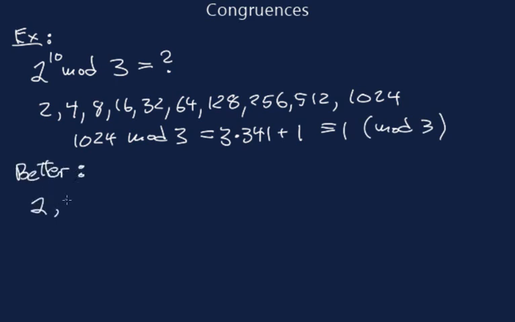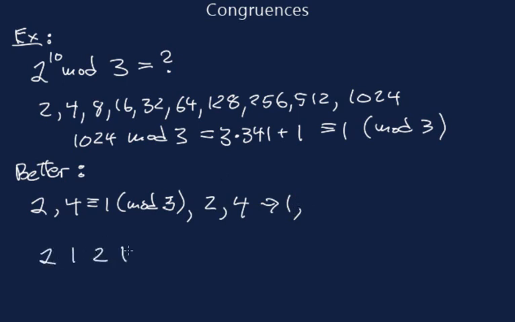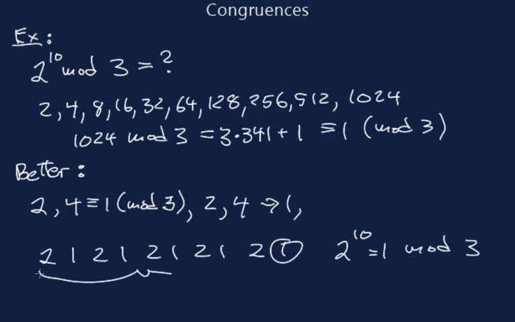But here's a better way to do it. When you square 2, you get 4. And rather than going on, you can reduce 4 mod 3. 4 is equivalent to 1 mod 3. So you might as well replace it, since you're going to do that anyway. And then you double it, and again you get 2, and then 4 again, and then you replace the 4 with 1. In other words, when you keep doubling 2, you get this sequence of numbers: 2, 1, 2, 1, 2, 1, 2, 1, 2, 1. And the last time you get 1, and that says that 2 to the 10th is equal to 1 mod 3.